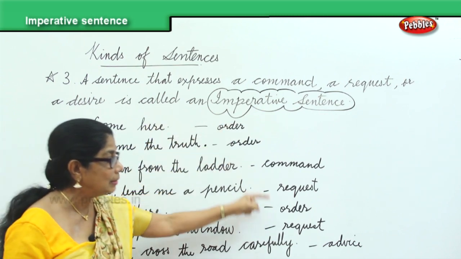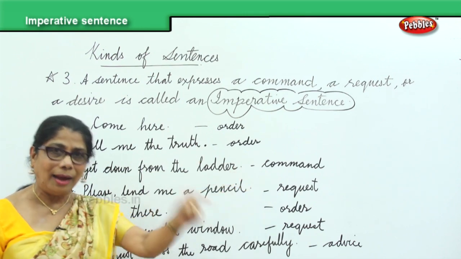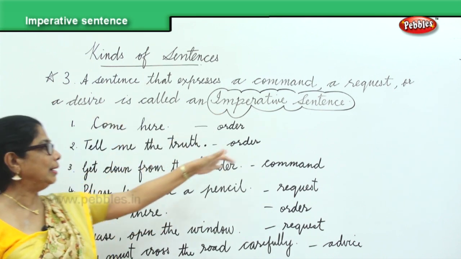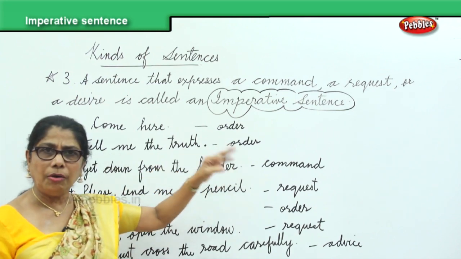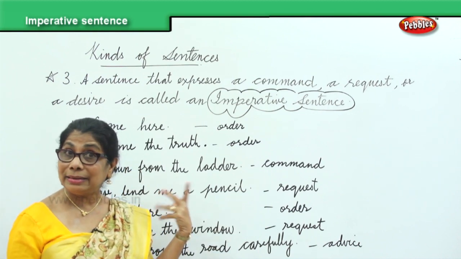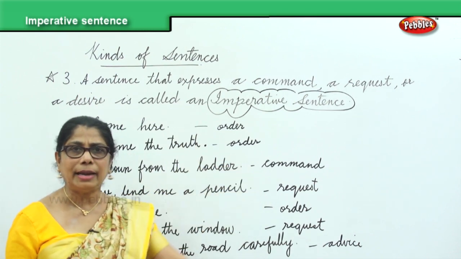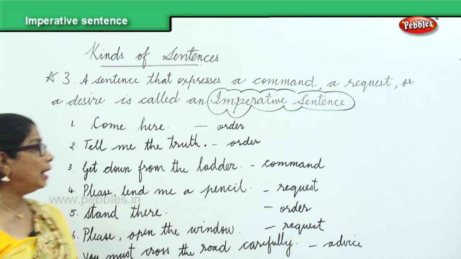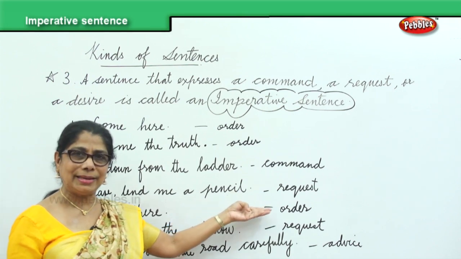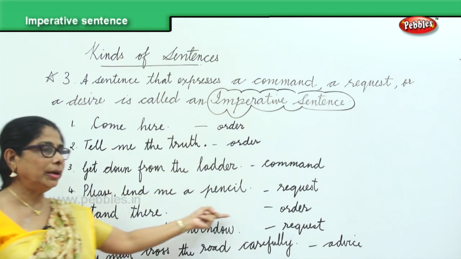Even if you don't find that, but if you can detect it, then it's an imperative. Come here, order. Anything that commands order, it's an imperative sentence. Please tell me the truth. You're ordering, you're commanding. Come on, tell me the truth. Then you know it's an imperative sentence. Begins with a capital letter, ends with a full stop. Get down the ladder. You're commanding. You're going to fall. Get down the ladder. Please, lend me a pencil. Please, lend me a helping hand. You are requesting. It's an imperative sentence. Begins with a capital letter, ends with a full stop. Stand there. Order. You're giving an order.